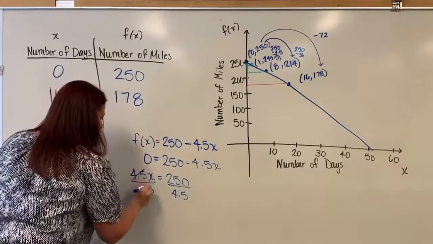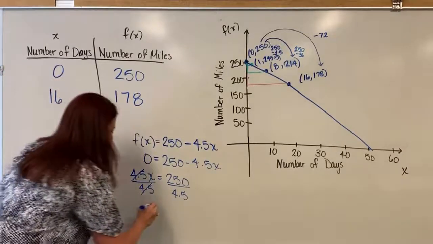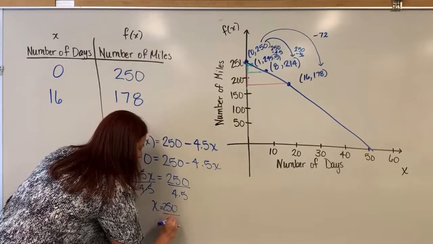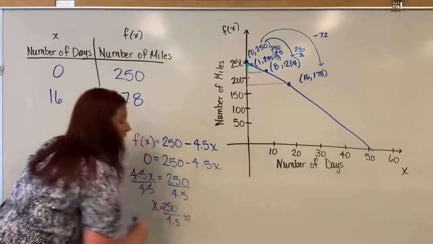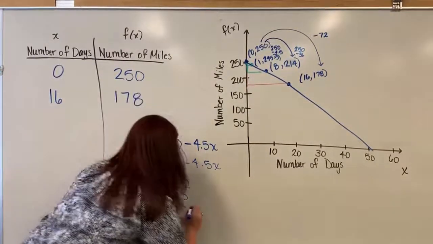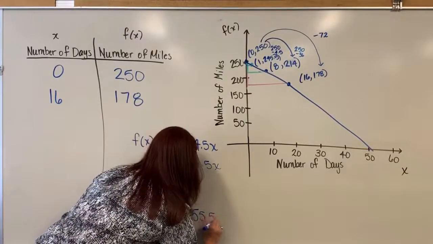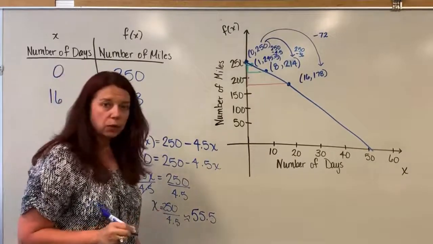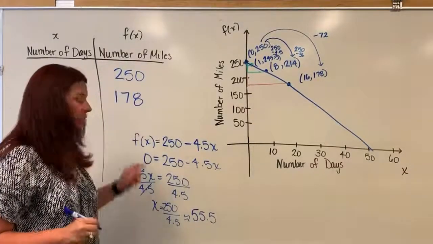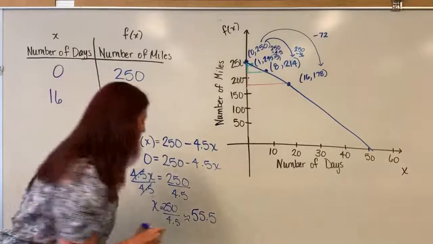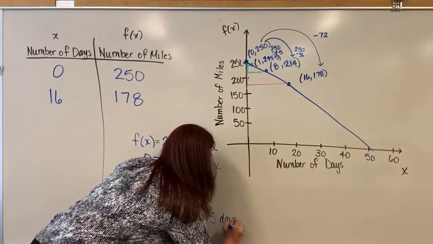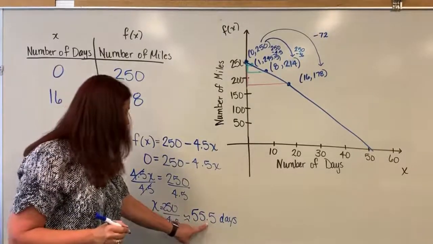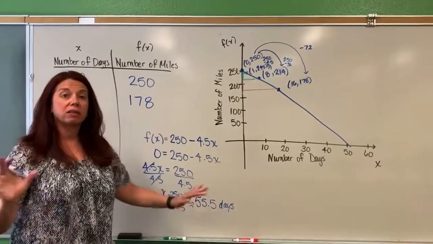And what is remaining when the 4.5s divide out on the left is that x is equal to 250 divided by 4.5, which is approximately 55.5. So what I can do is take 250 divided by 4.5 and get approximately 55.5 days for where my number of miles is going to be exactly 0. Or essentially, it'll take this many days for my car to have no miles on the battery.